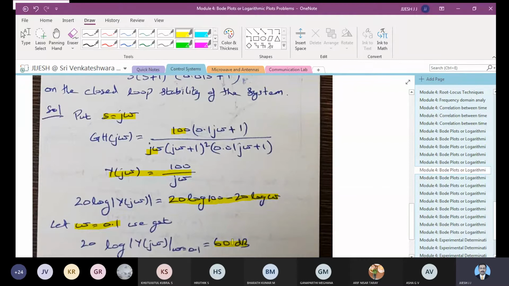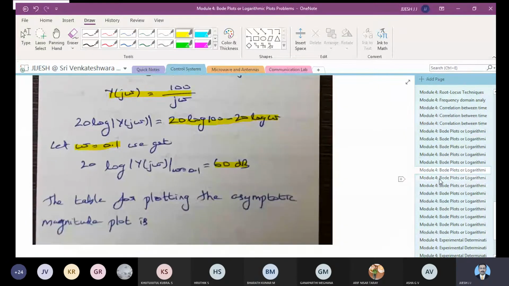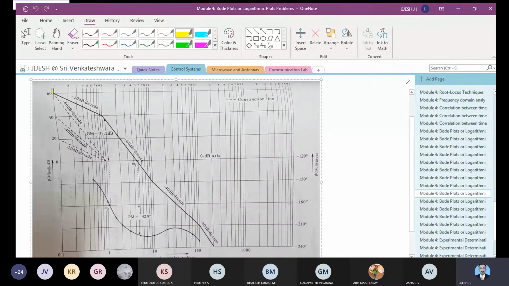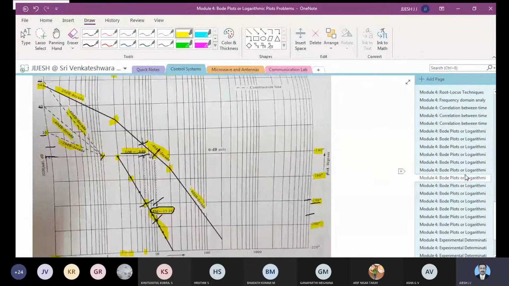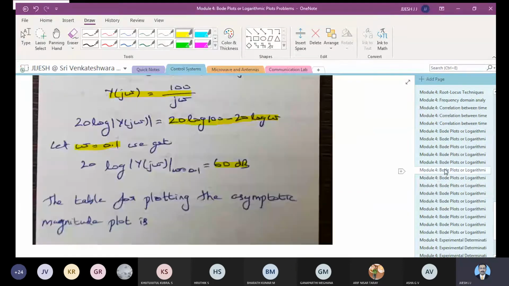What does that indicate? My first point is 60 dB. So for my magnitude plot, the first point is 60 dB. I will show you the graph. You can see here that my first point is 60 dB. So I got the first point. Now I have to do the steps for that before I end up with that problem. I need to plot both the magnitude as well as the phase. So I got this value.